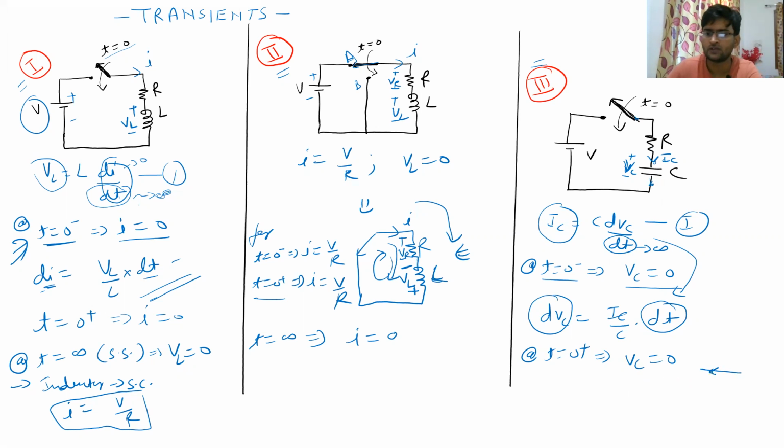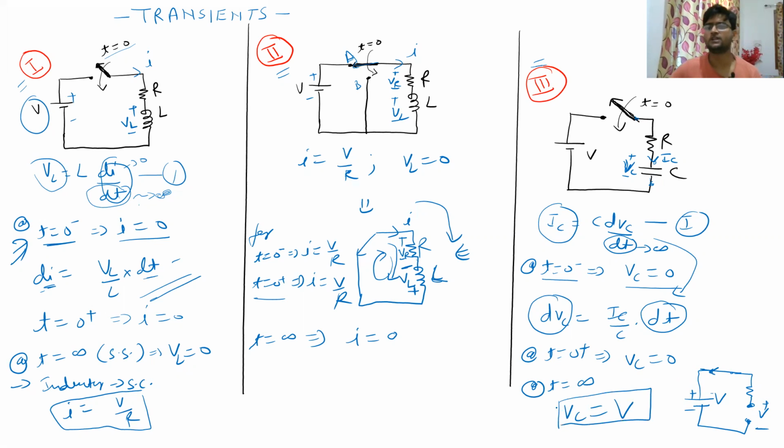This is your circuit which is closed, and after a particular time your capacitor is working as an open circuit, and this is your voltage source V. So this whole voltage will be appearing across this open circuit, right? You already know it. So your voltage will be appearing across like this. So VC will be equal to V. So at time t equal to infinity, VC will become equal to V in steady state.